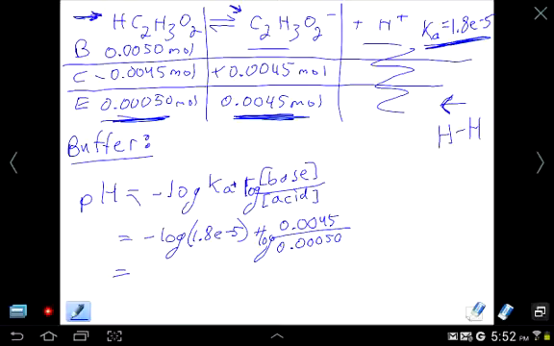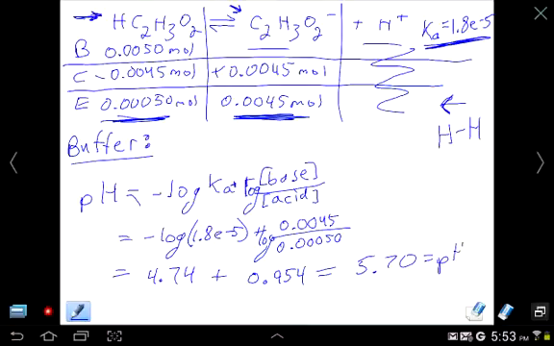If you log that, we should get negative 0.046. Double check, make sure you got the same answer. And then take the negative log of 1.8 E negative 5. You should get yourself 4.74. Add these two together, and your pH comes out to be 4.70.